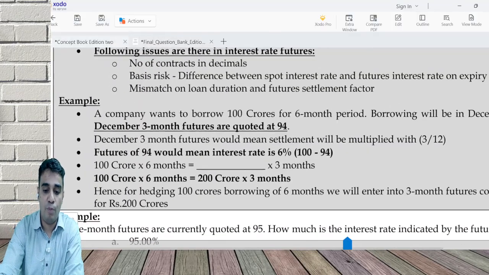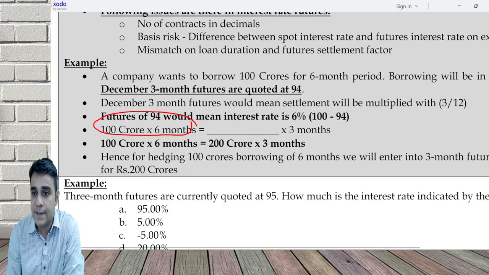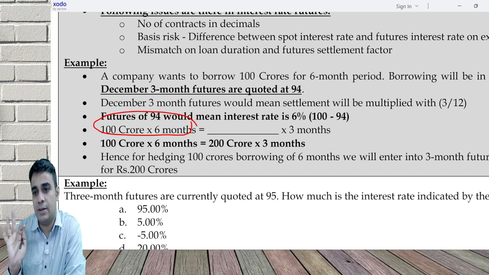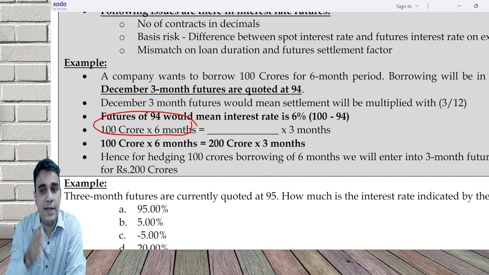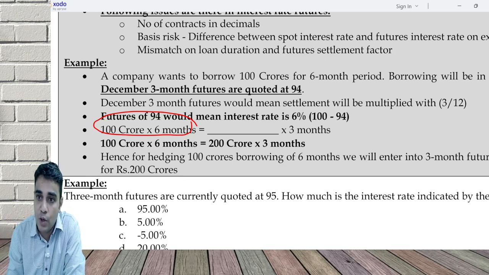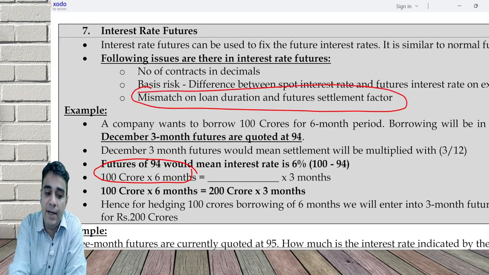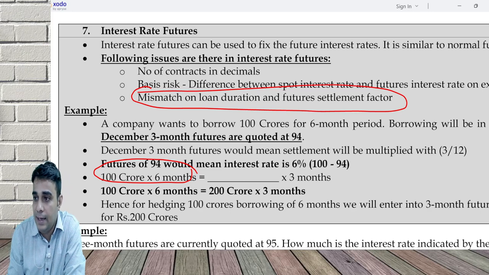Assume you wanted to borrow 100 crore for 6 months. The future is saying I only have 3 months. 100 crore for 6 months is mathematically equal to 200 crore for 3 months. So create futures not for 100 crore, create them for 200 crore. 100 crore for 6 months is mathematically equal to 200 crore for 3 months. So this mismatch part can be eliminated easily.